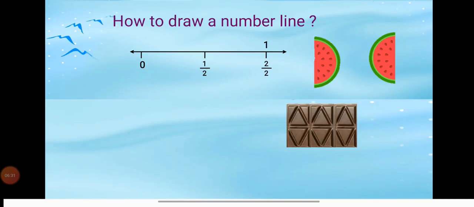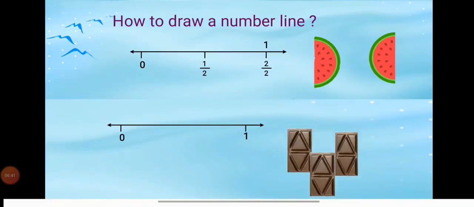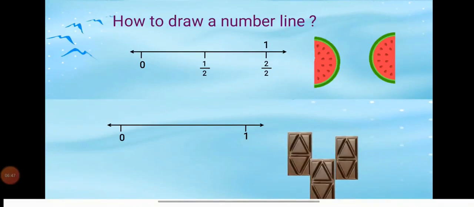This is a piece of a chocolate, and I want to divide this into 3 equal parts. Let us see how we will represent this. Now these are 1/3 part of a whole. So this will also lie between 0 and 1.